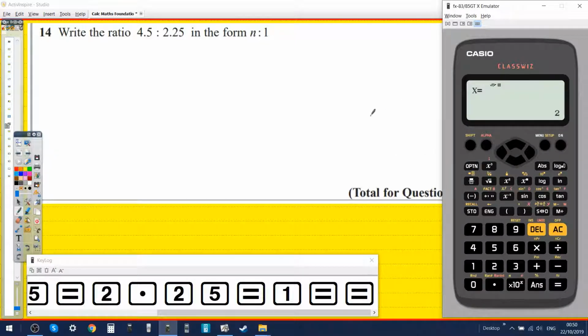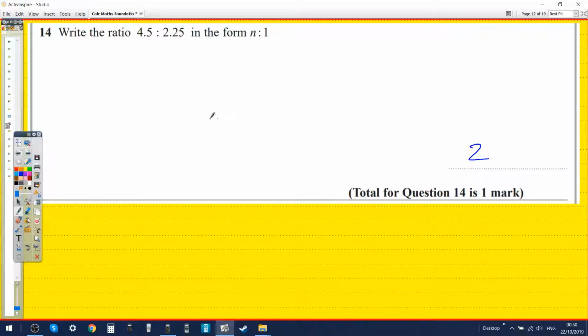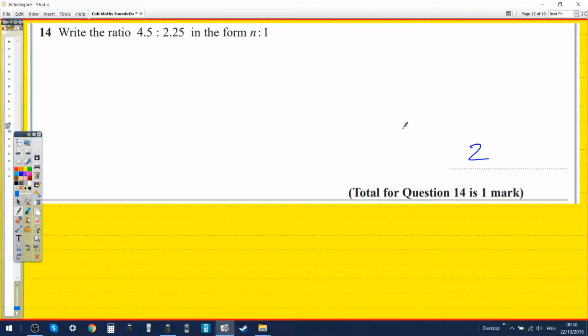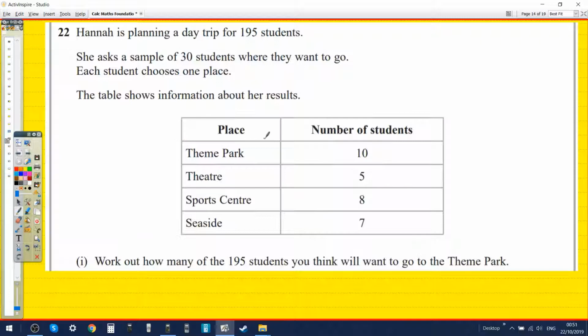I don't even know anything. I just write down number 2. And these were the numbers you had to press. There it is. 2 is to 1. 1 mark. And the boys and girls with the 991EX best calculator have to do C for the ratio. You only had to do menu 4. This could have been the hardest question in the world. It was so easy with the calculator.